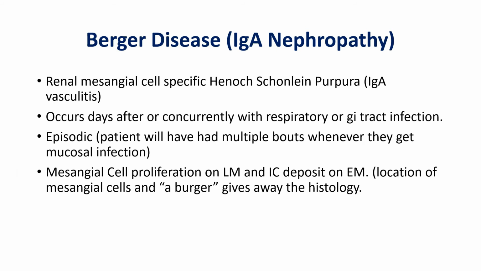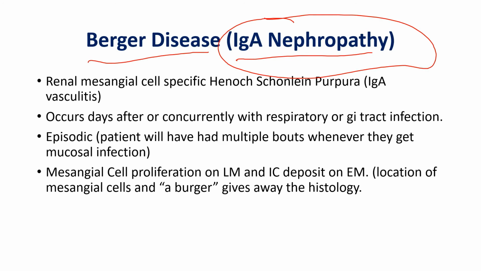Next one, Berger disease. I kind of mentioned this earlier. This can go by either name, so you have to memorize both: Berger disease, also known as IgA nephropathy. I see this more often in questions. This is a renal mesangial cell specific Henoch-Schönlein purpura.